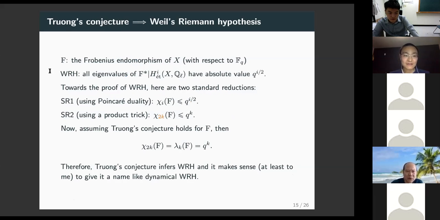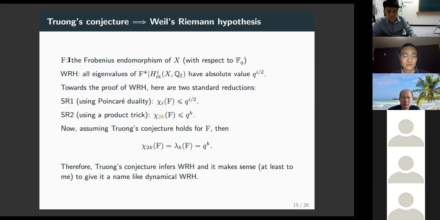Now the interesting part is that Truong's conjecture can imply this Weil Riemann hypothesis. Recall F is the Frobenius, and the Weil hypothesis says that all eigenvalues of this linear transformation have absolute value q to the i/2. To prove this statement, we have two standard reductions. First of all, we can use Poincaré duality. We just need to prove chi_i(F) is at most q^(i/2).